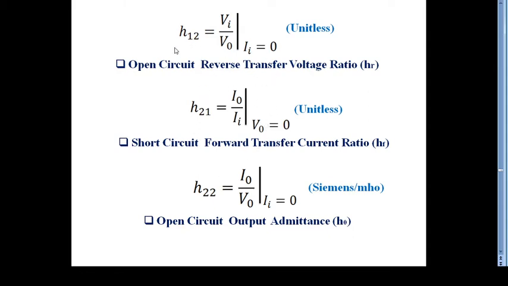So the four parameters of the H parameter: the first parameter H11 represents the short circuit input impedance, or represented as Hi. Okay, H12 is the open circuit reverse transfer voltage ratio, H21 is the short circuit forward transfer current ratio, and H22 is the output admittance. Okay, it is very simple.